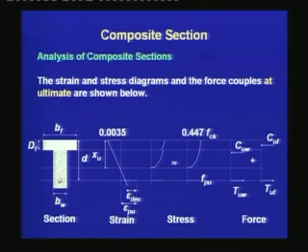The strain and stress diagrams and the force couples at ultimate are shown below. For this composite section, bf is the width of the flange, Df is the depth of the flange that is cast in place, bw is the width of the web, d is the effective depth of the prestressing steel.